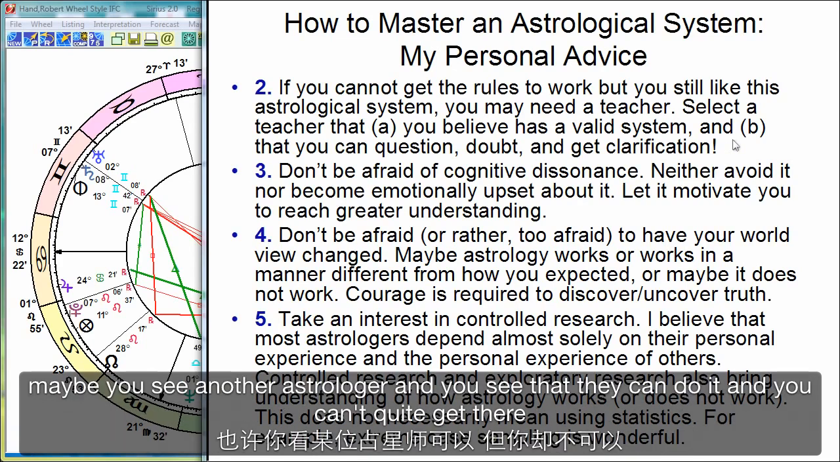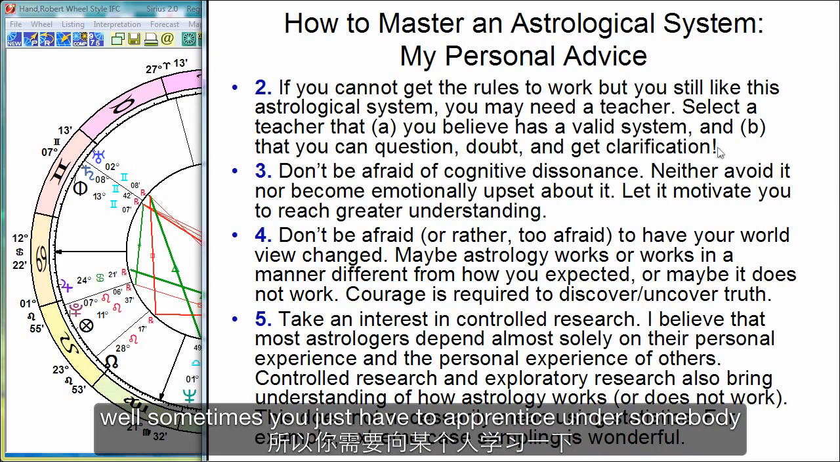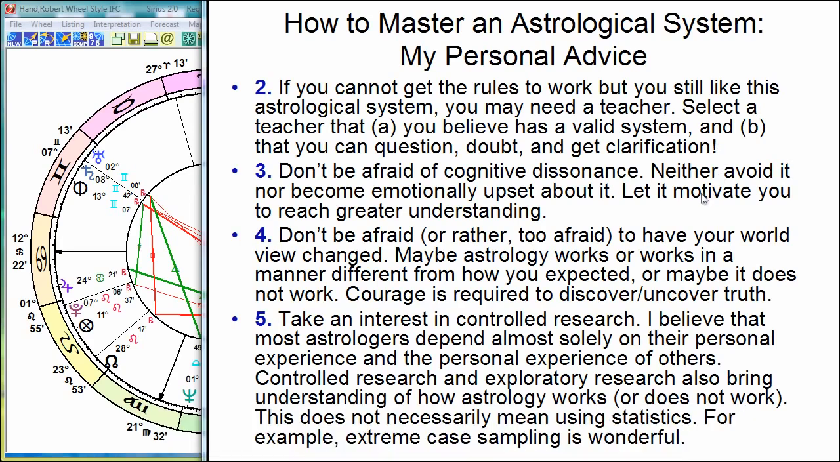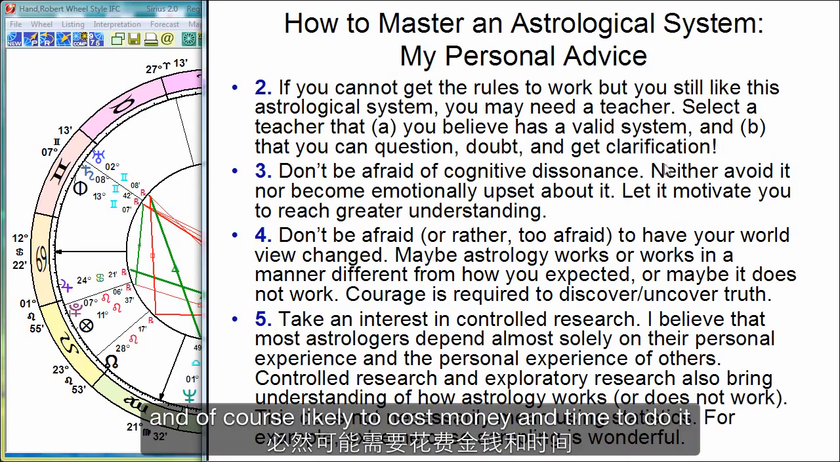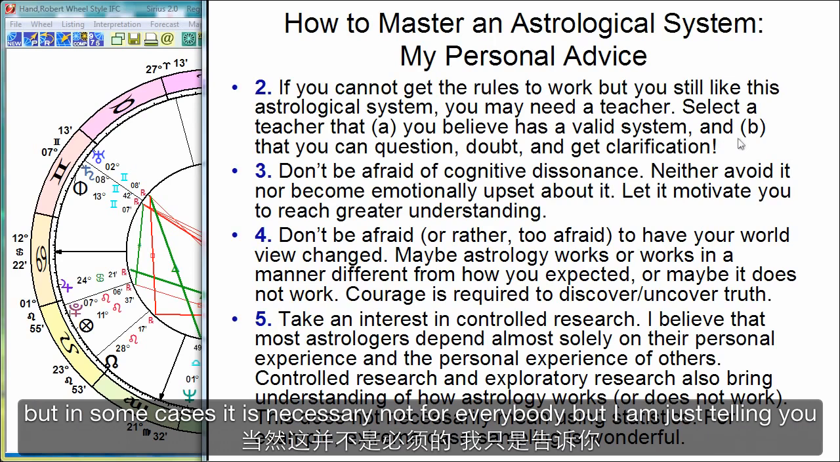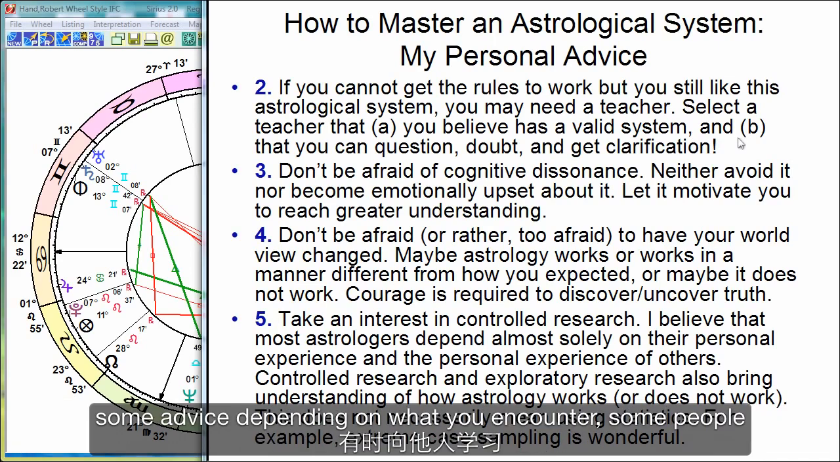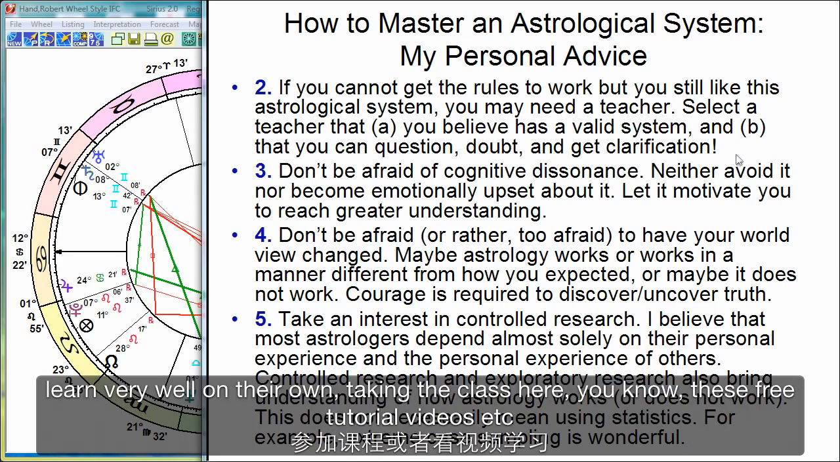Maybe you see another astrologer who just, you see that they can do it and you can't quite get there. Well, sometimes you just have to apprentice under somebody. And of course that's likely to cost money and time to do it, but in some cases it's necessary. Not for everybody, but I'm just telling you some advice depending on what you encounter. Some people learn very well on their own, taking a class here or these free tutorial videos, etc., and it works out well.